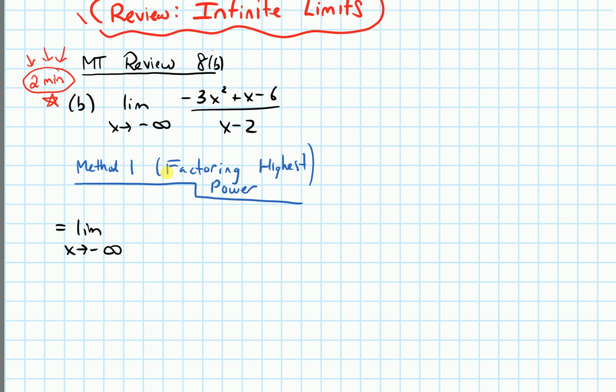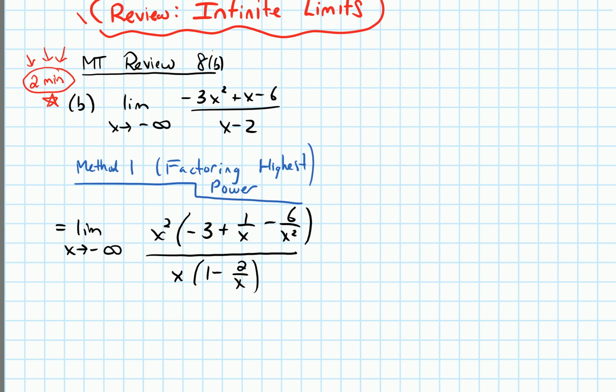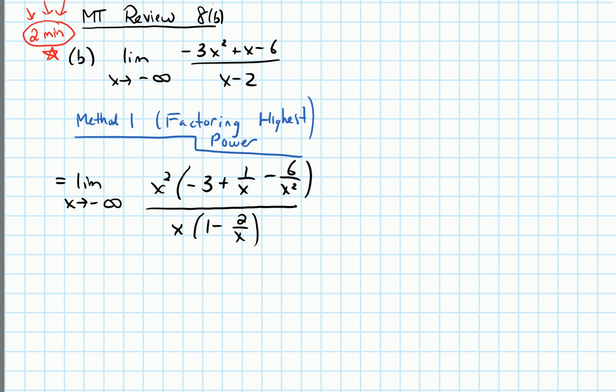The heart of understanding the shortcut is really understanding why method 1 works. So factoring out the highest power means factor out the highest power from the numerator and from the denominator. From the numerator, it's x squared, and factoring it out, I'm left with negative 3 plus 1 over x minus 6 over x squared. From the denominator, the highest power is x, and if we factor that out, we're left with 1 minus 2 over x. I can cancel an x from the top and the bottom, leaving a 1 down here and an x up there.